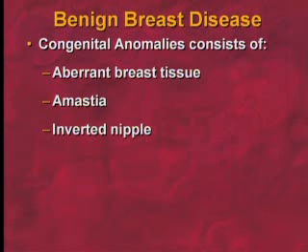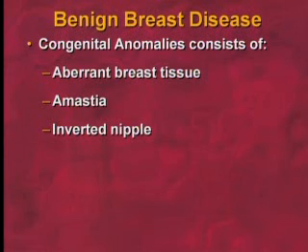When we're talking about benign breast disease, congenital anomalies are a part of this process. That includes aberrant breast tissue, amastia, and inverted nipple. Inversion of the nipple, I'll start off with, can happen at birth and usually resolves and is not considered an abnormal entity within the first couple of days. Aberrant breast tissue comes in several forms.